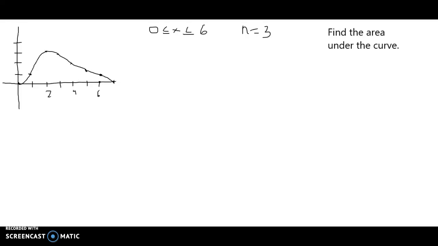Hello everyone. Today I'm going to show you how to approximate the area under a curve using rectangles.